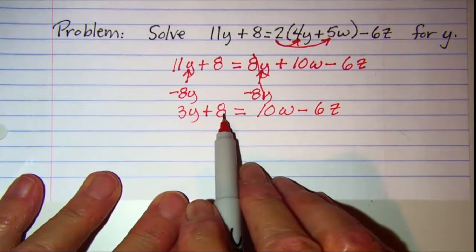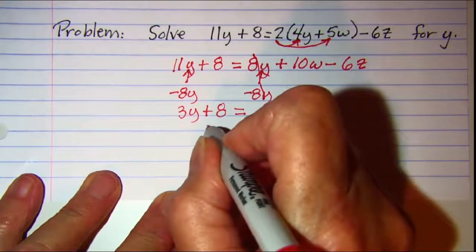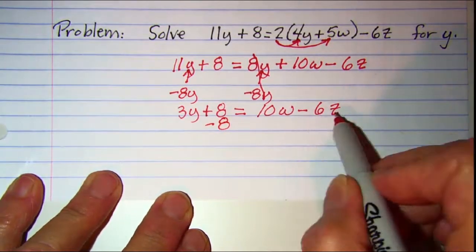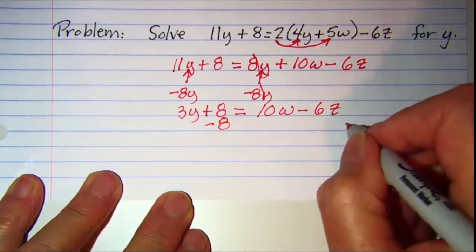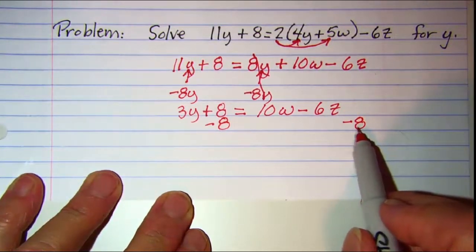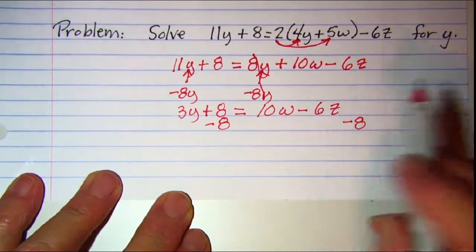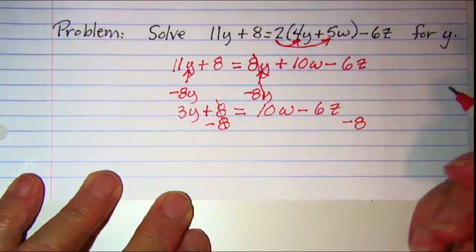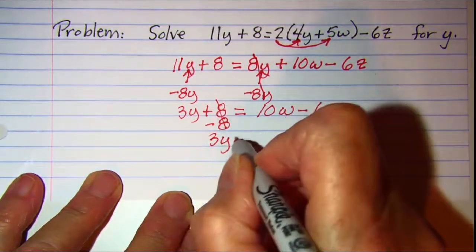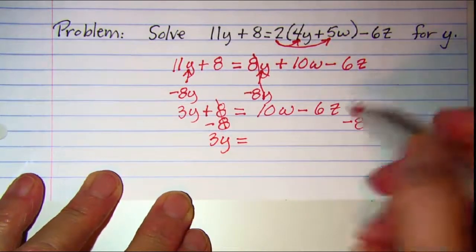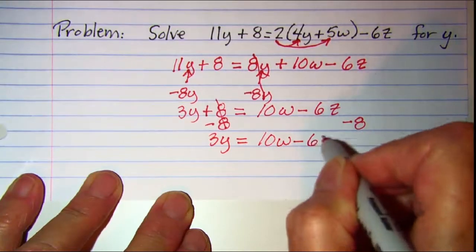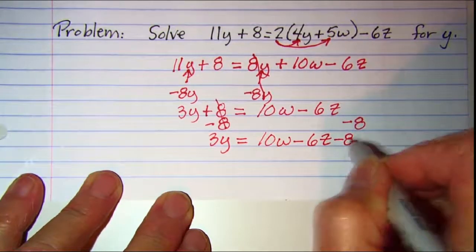Let's remove this 8 from the left side. Subtract 8 from both sides. Now this is a w term and this is a z term, so I'm going to have to add another term since the 8 is constant and I can't combine it with these two. So here we have the positive 8 and the negative 8 canceling, and I have 3y left on the left side, and then on the right side I have 10w minus 6z minus 8.